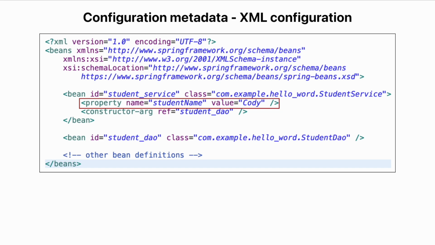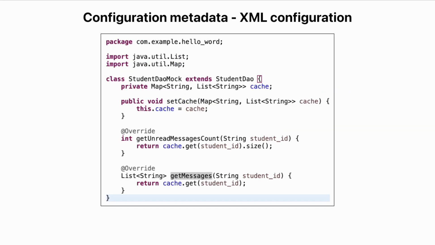Spring also supports collection types such as list, map, and set properties. Overriding a bean definition is possible. For example, consider the mock implementation for the StudentDAO class, which we have seen earlier, which has one property, a cache to store the data, and it has one corresponding setter method. It overrides the get messages count and get messages methods and returns the count from the cache. This mock is created for testing the application.